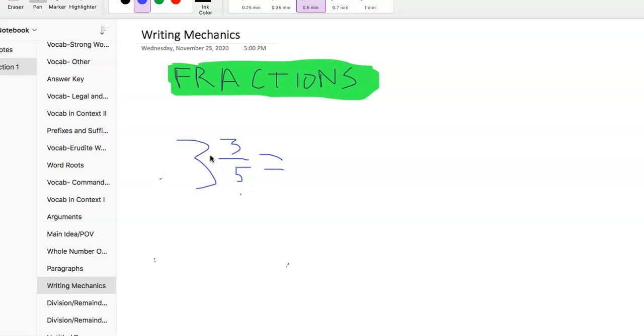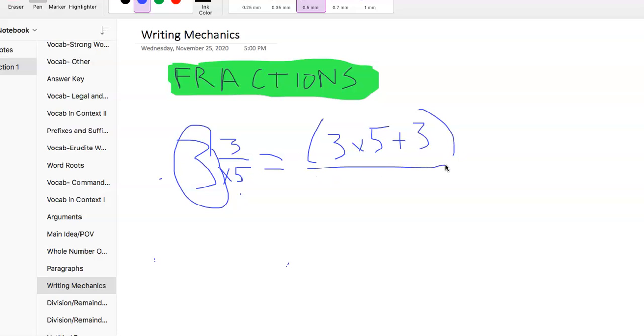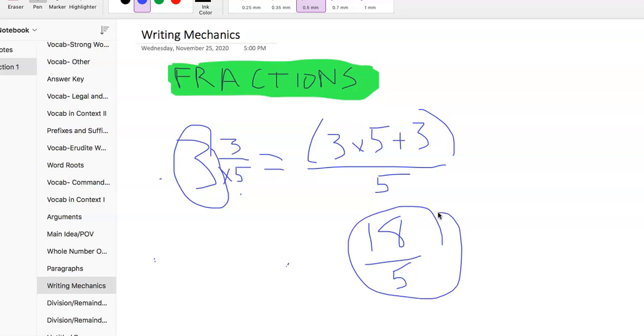Okay, so we start with this number right here, right? And we multiply it by the denominator. So 3 times 5, right? We see 5 in the denominator down there at the bottom, plus the number on the top. We call that the numerator, plus 3, all over the bottom number, the denominator, 5. 3 times 5 is 15, plus 3 is 18, all over that number on the denominator stays there, 5, 18/5. Okay, so that's turning a mixed fraction into an improper fraction.